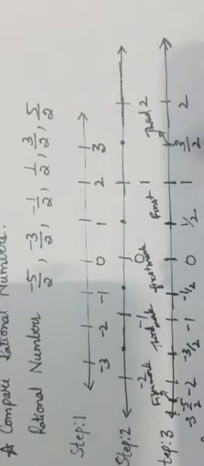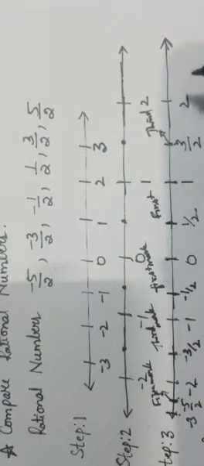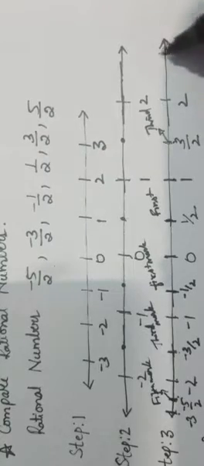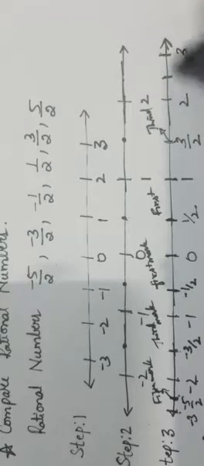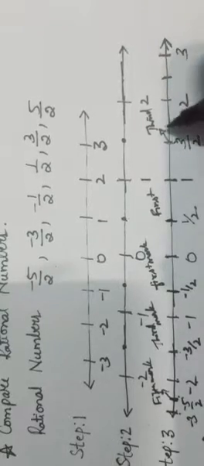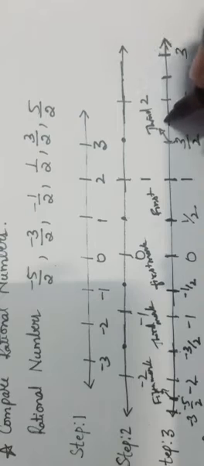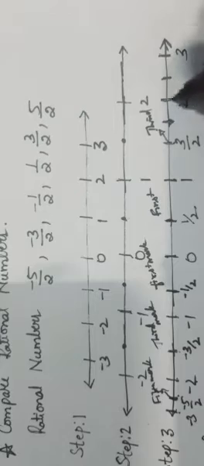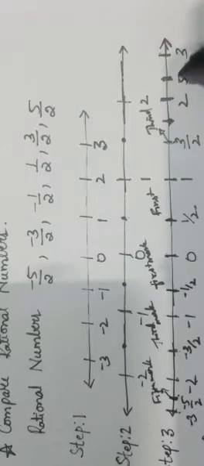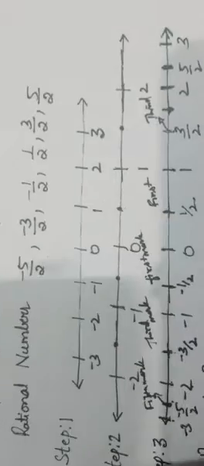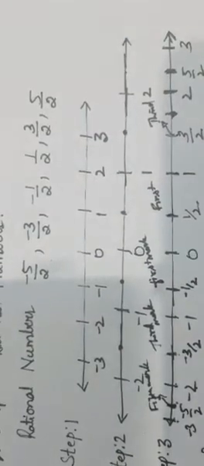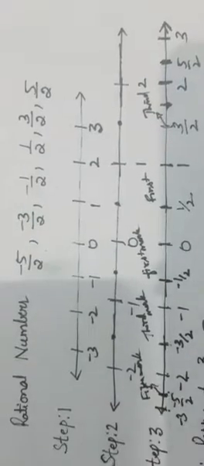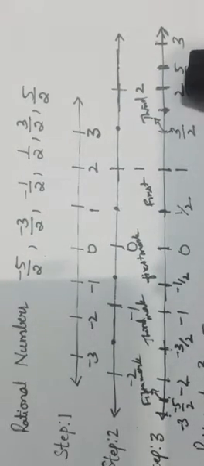Where is 5 by 2, children? From 0 to the right of 0, between the integers 2 and 3, we have to make 2 divisions. This is the third mark, third division, fourth division. This is the fourth division. This will be the fifth division, children. In this way, we mark the rational numbers on the number line, children. All these 3 steps must be done on the same number line, children.